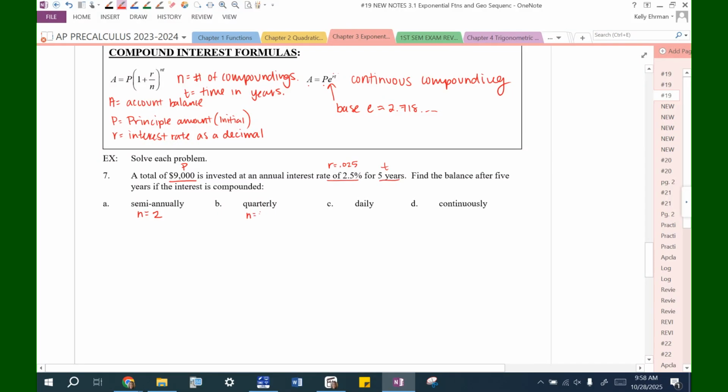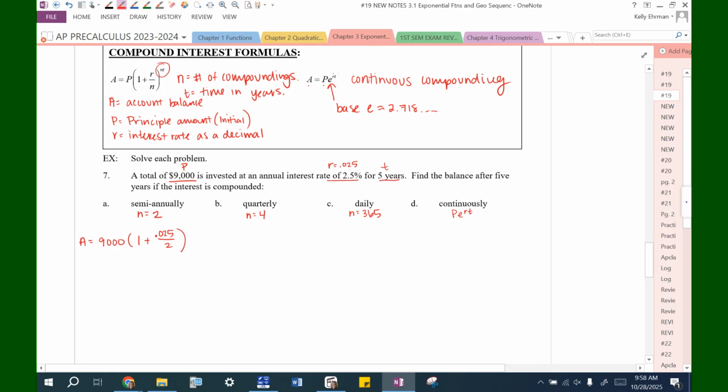Quarterly will be n equals 4. Daily, we're not assuming leap years or anything, so n equals 365 days in a year. Continuously, we use our PERT formula. All right, so I'm going to write these formulas out to start, and then I'm going to just make adjustments in Desmos. So A is 9,000 times (1 plus R over N), so 0.025 over 2, to the NT.